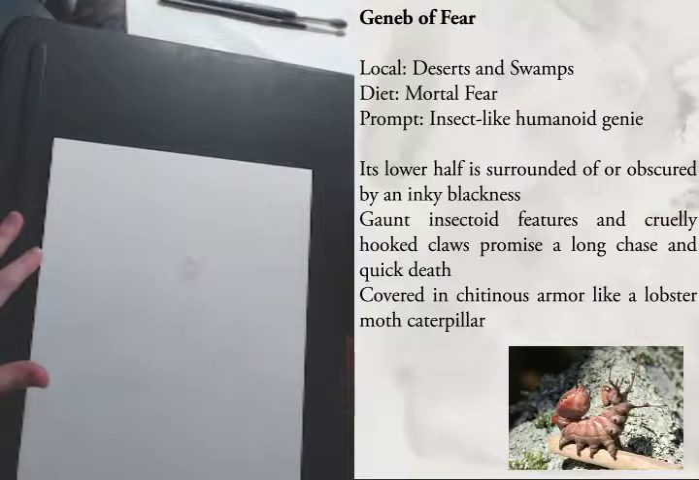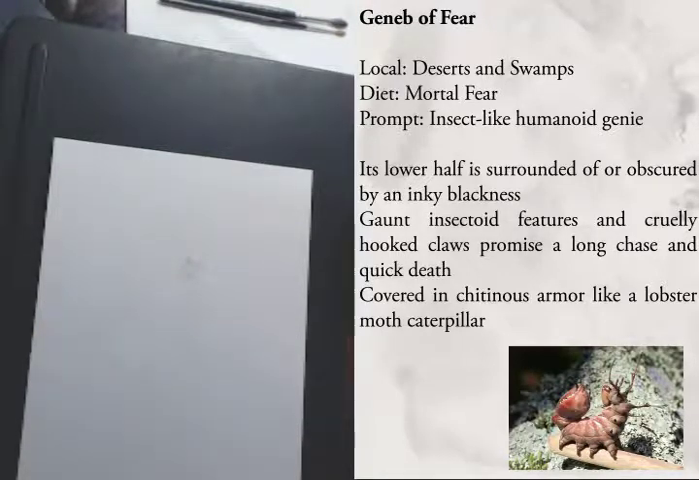Hello! My name is Audre Schutte, and I worked on the characters and creatures in The Lost Age. I have been asked to show you guys a bit of my process for how I designed and painted the characters. For this one, I was given the prompt of an insect-like humanoid with long hooked limbs and gaunt features.